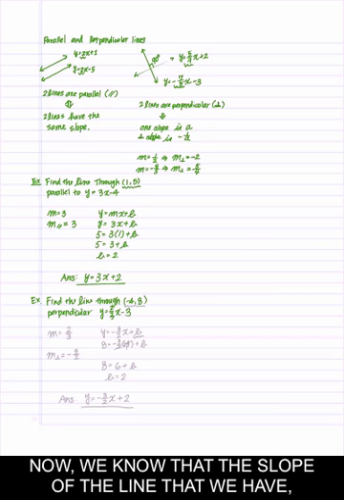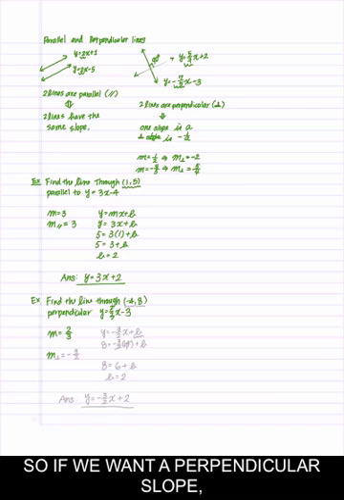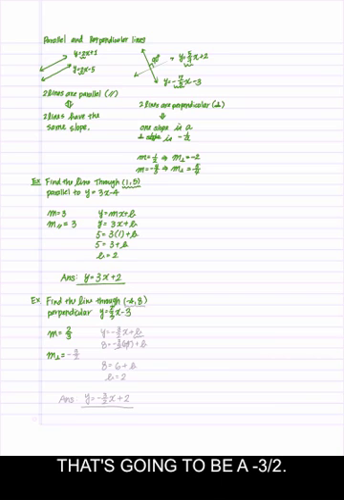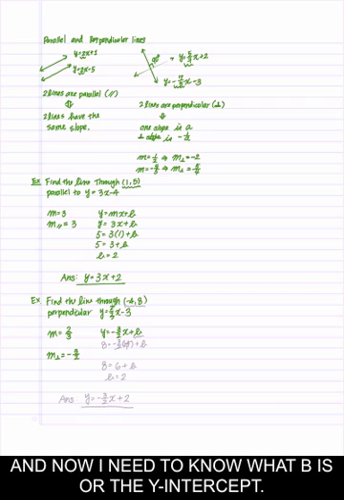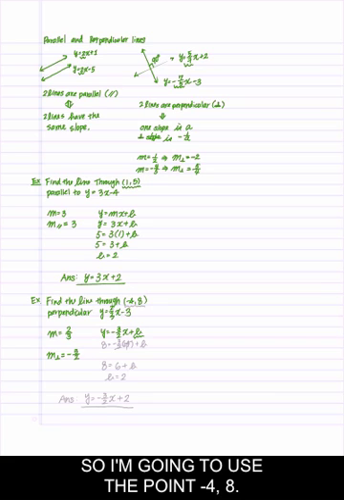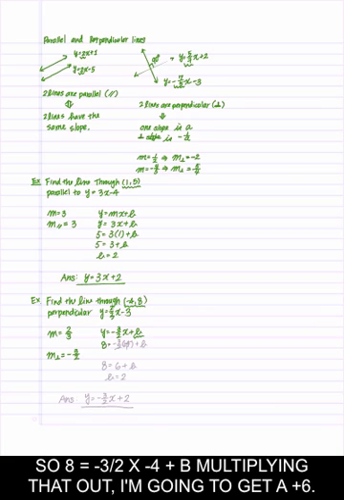Now, we know that the slope of the line that we have, the 2/3 x minus 3, is 2/3. So if we want a perpendicular slope, I have to take the negative reciprocal. That's going to be a negative 3/2. So the line I'm looking for is going to be y equals negative 3/2 x plus b. And now I need to know what b is, or the y-intercept. So I'm going to use the point -4, 8, and I'm going to plug that in and then solve for b. So 8 equals negative 3/2 times -4 plus b.